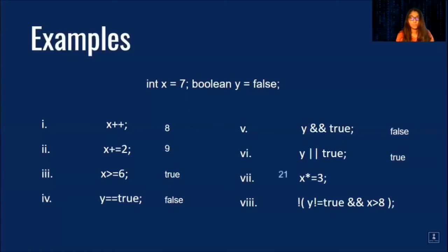Finally, we have a slightly harder one. The way we approach this is that first we disregard the not operator and focus on the rest. In this case, we check if y not equal to true is true. Since y is false and false is not equal to true, we end up with true overall. And then we go on to check the next condition, whether x is greater than 8, which we know is not true as x is equal to 7. So in this case, we have true and false, which ultimately results in false.